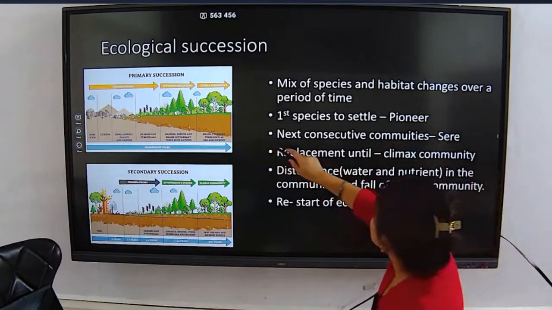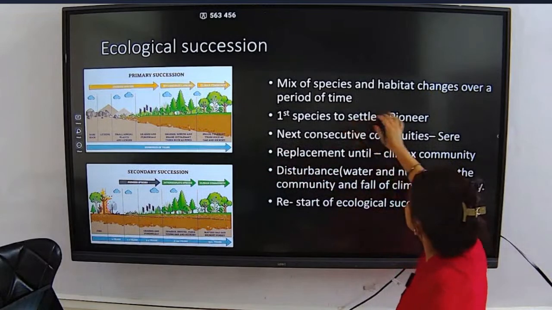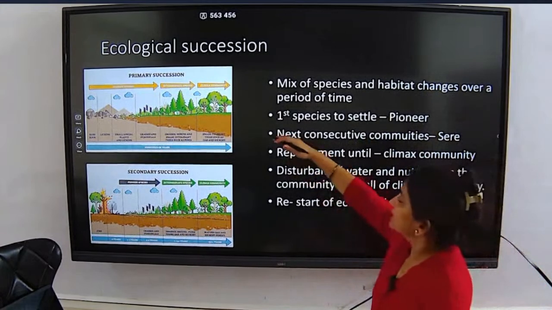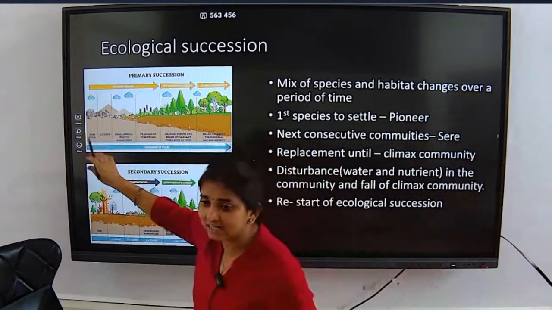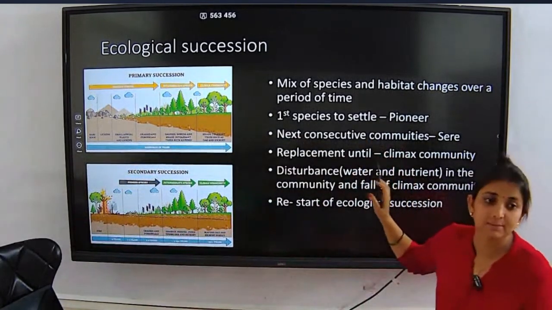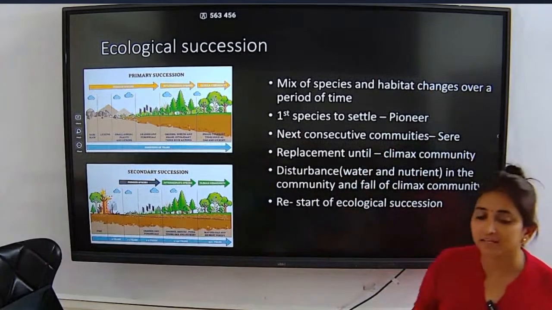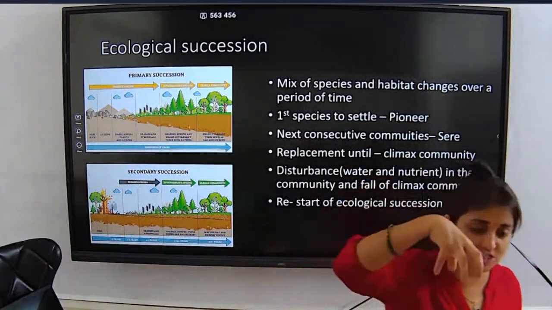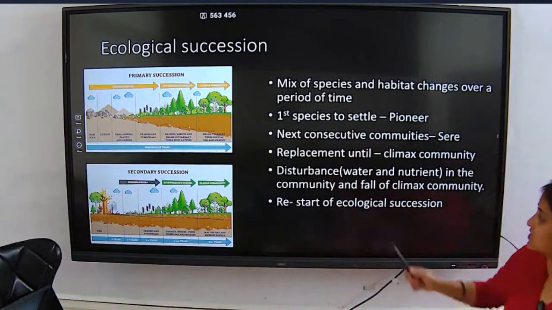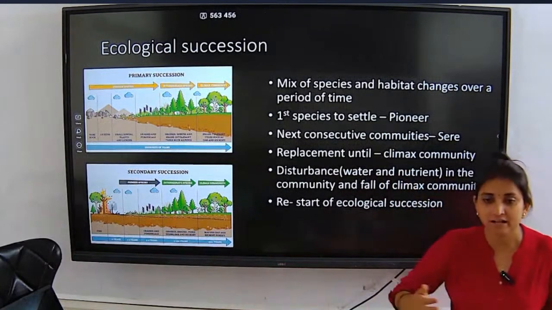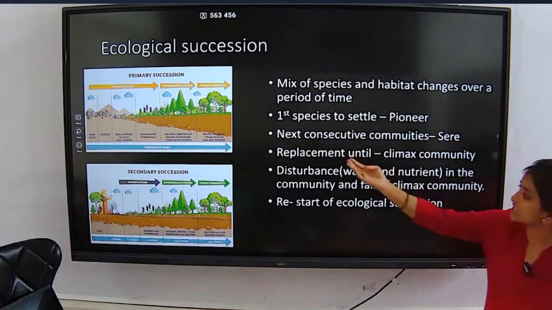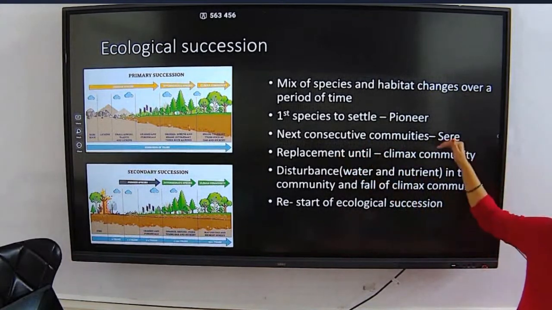So ecological succession basically is the mix of species and habitat changes over a period of time. When the first species has settled and continued to live, we will call that first species the pioneer species. The pioneer species will be the first species to occupy a living space, the biosphere. Now this pioneer species evolved, developed, speciated, variated and mutated over a period of time. All such consecutive species we will be calling as series.